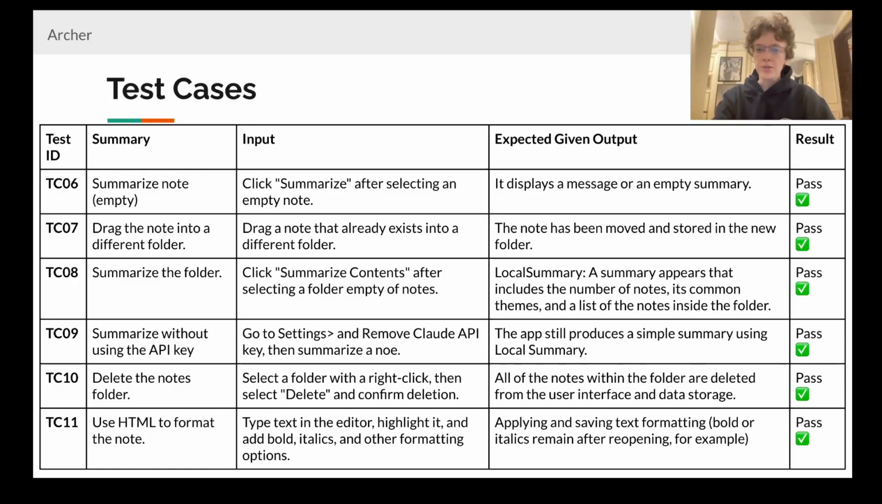summary. We also test the user's ability to drag notes into different folders, summarize a folder overall to get things like the number of notes as well as common themes, as well as to summarize using local summary rather than the API key. Additionally, we want to make sure the user can delete the notes folder if necessary, as well as using HTML for more advanced formatting within a note.